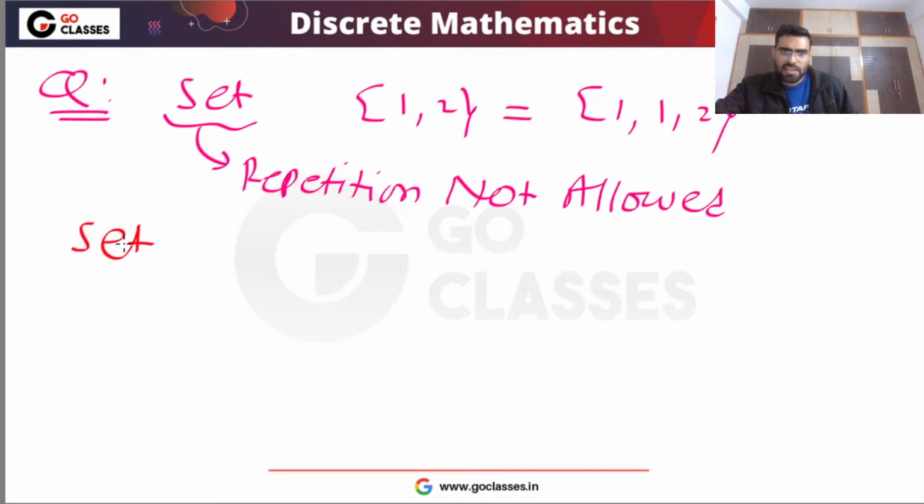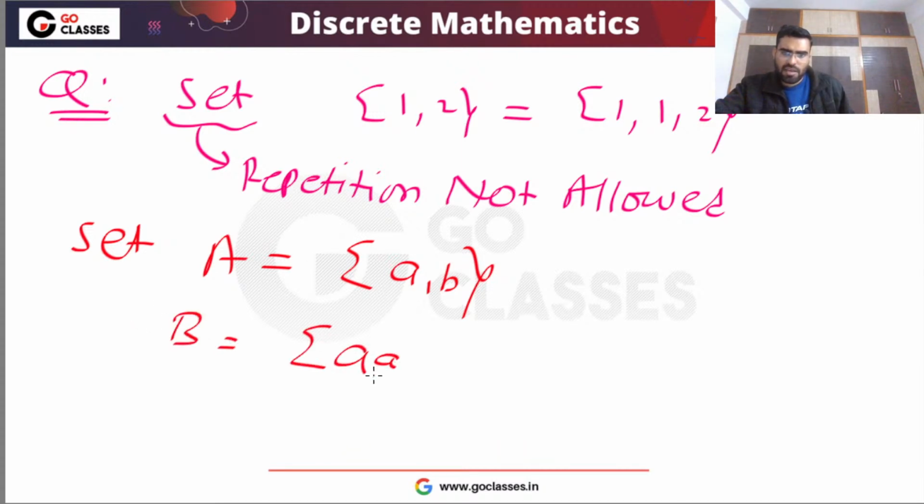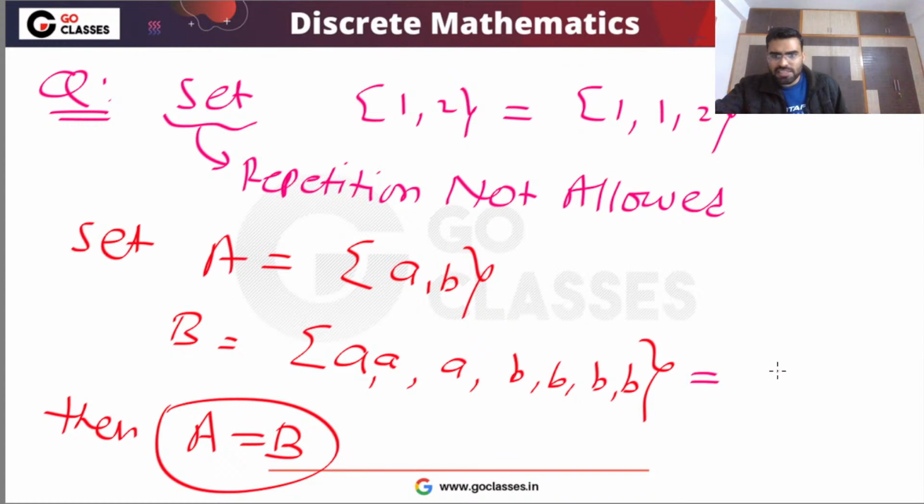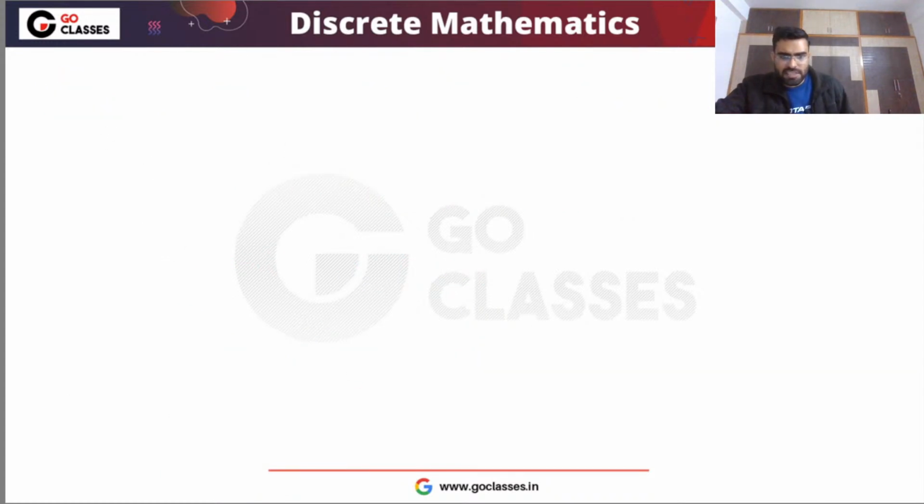If I say this is a set A, which is A comma B, and this is a set B, which is A B B B B, then you can notice that set A is equal to set B, because in a set repetition is not allowed. This set is actually the same as A comma B.